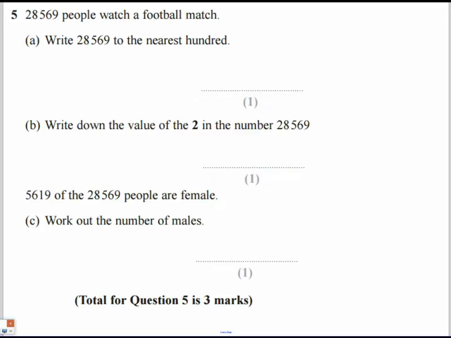Question 5. 28,569 people watch a football match. Write the number to the nearest 100. So I'm interested in hundreds, so the 5 is the hundreds, and my decision whether to stick or twist depends on the next number along. Because the next number along is 5 or above, then the 5 will become a 6. So it becomes 28, 6, and then zeros for the other numbers. So 28,600 is the answer.